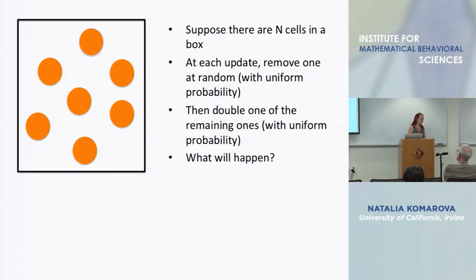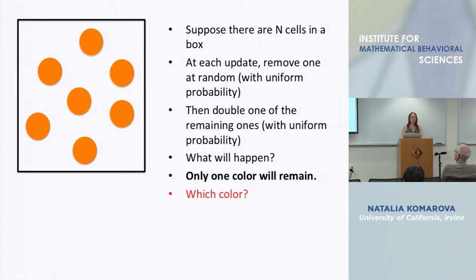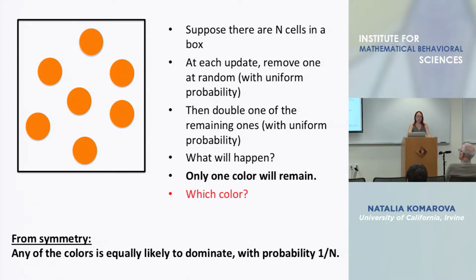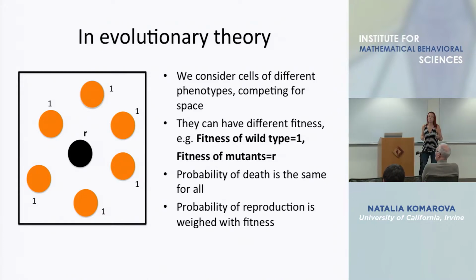I didn't because it takes too long. But eventually there will be only one color, and there's no other way, right? So which color? It's obvious. It's symmetric, right? They're all the same. So from symmetry, any of the colors is equally likely to dominate. So the probability for orange to dominate is 1 over n, and so is the probability for blue to dominate, and so on.